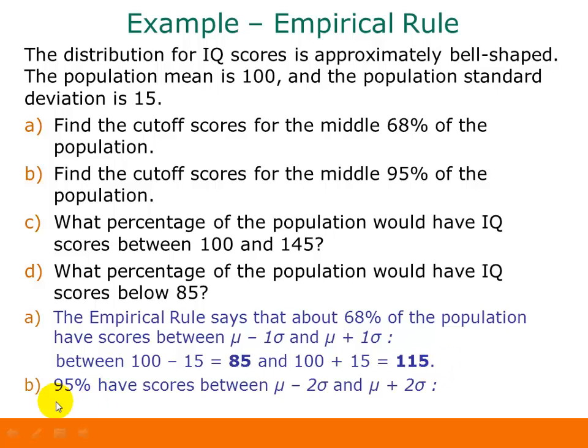For part B, 95% would have scores within 2 standard deviations of the mean. So now all we have to do is go 2 standard deviations on either side of our mean. If we go 2 standard deviations below the mean, that would give us 70. 2 standard deviations above the mean would give us 130. So approximately 95% of the population has an IQ score between 70 and 130.